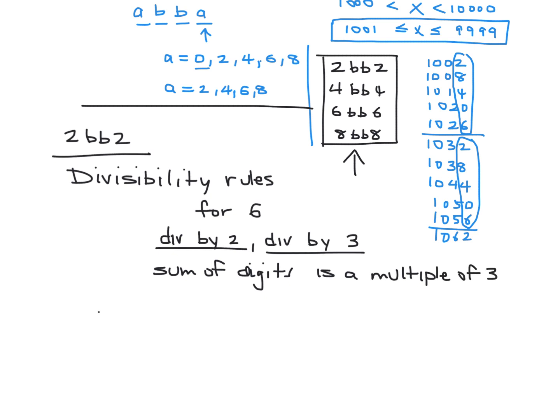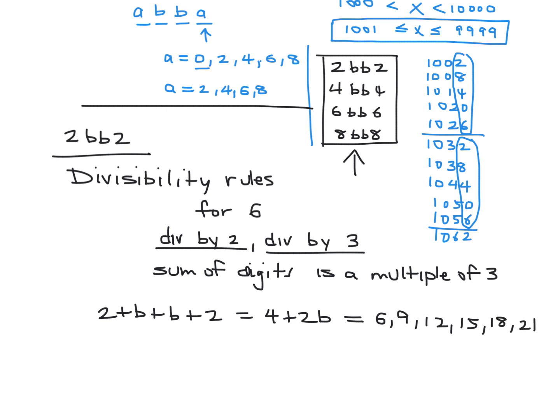So let's go. We've got 2 plus B plus B plus 2, and that is 4 plus 2B. And this 4 plus 2B has to be a multiple of 3. And this is how we're going to figure out B. So, oh boy, it obviously can't be 3 because B has got to be a positive number. So I think the lowest it could be is 6. So let's just write down our multiples of 3. And the highest, if B was 9, it would be 22. So that's the highest it could go. So let me just go up to 21. Okay, so 4 plus 2B is either 6, 9, 12, 15, 18, or 21.